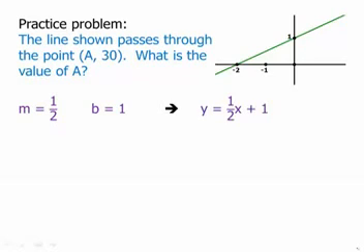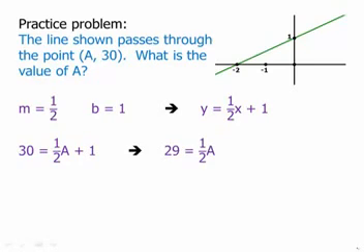So that means this has to be the equation of the line, y equals 1/2 x plus 1. Well, now we have an equation, so now we can plug in. We plug in a for x and 30 for y, subtract 1, and then multiply by 2 to cancel the 1/2, and we get a equals 58, and that's the answer.